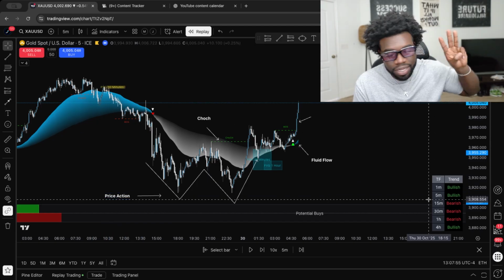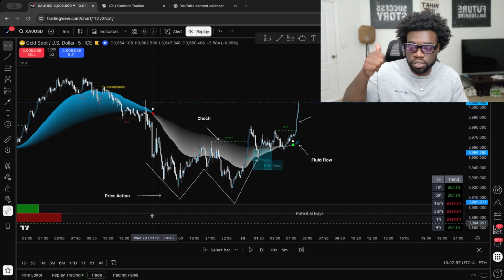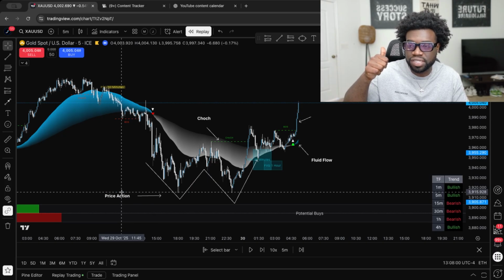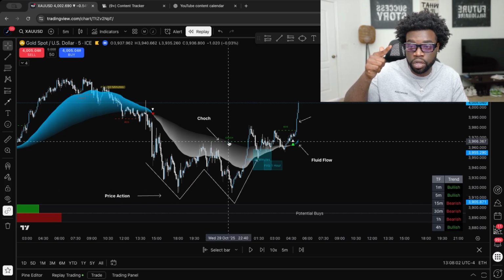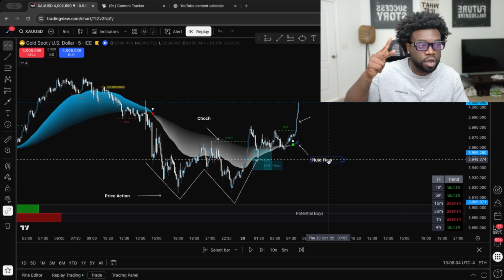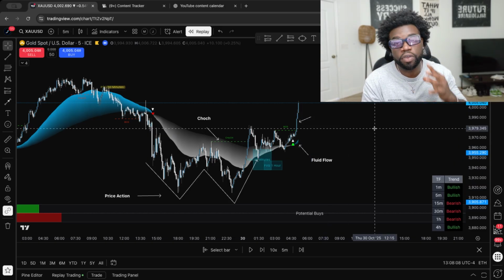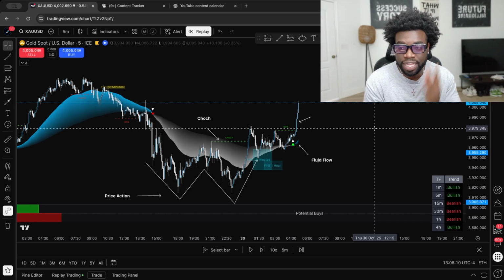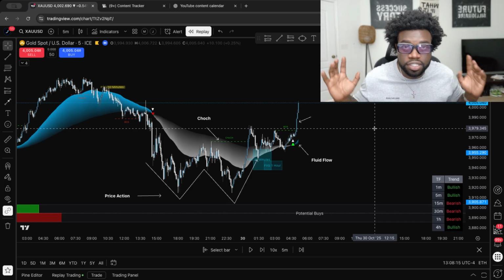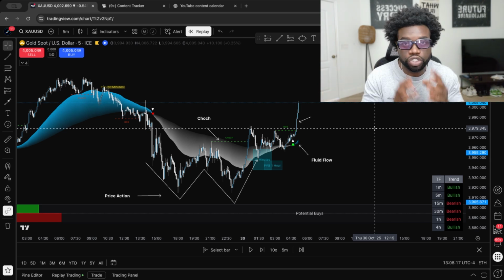What are the three confirmations we needed? First, price action. Second, change of character. Third, fluid flow confirmation. We got those three. Now we got an A+ setup. Now we're following rules that are going to get us somewhere. It might not always work every single time, but as long as you're trading systematically like this, you will have success in the long run.